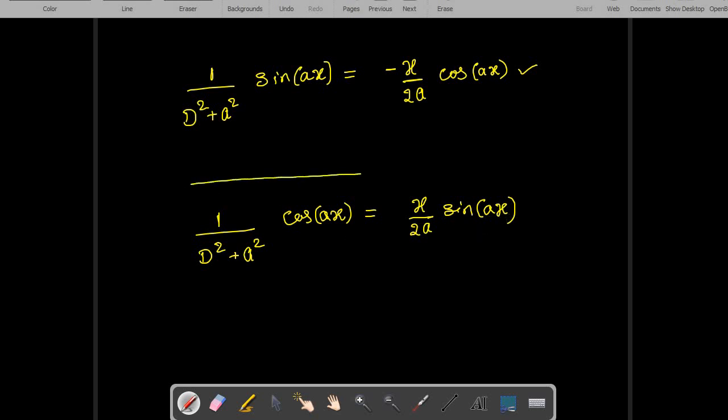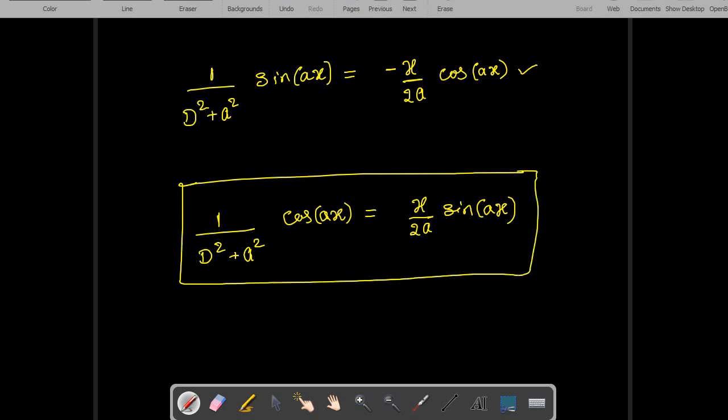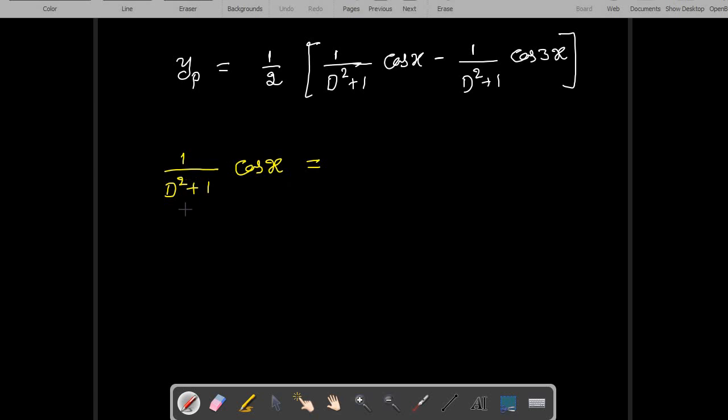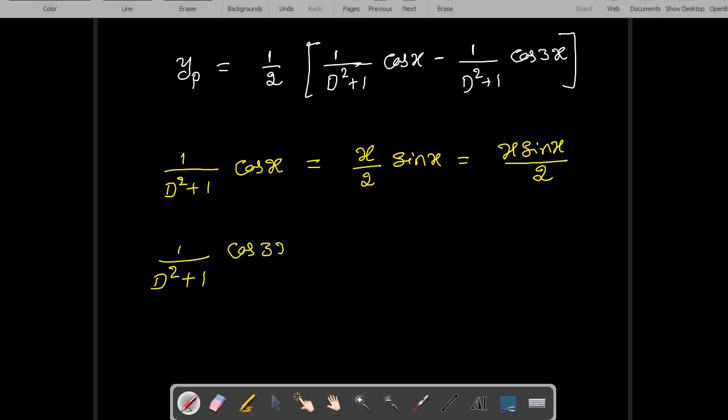Okay, so now this one we are going to use it. So 1 by d square plus 1 into cos x will be x by 2a. A is anyway 1 here, into integration of cos is sin. So that is sin x. So finally this is what? X sin x by 2. That's it. Okay, and next part, the other one, 1 by d square plus 1, this acting on cos 3x.